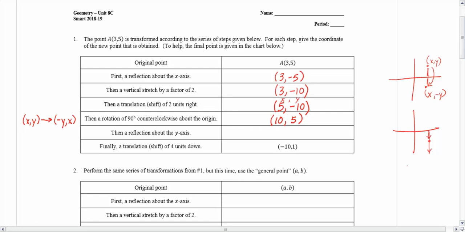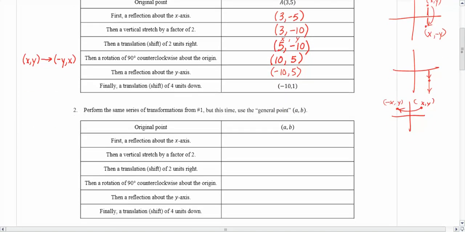When you reflect across the y-axis, the y values stay the same, but the x value changes sign. So this is going to be negative 10. And then when you shift down 4, the y is decreased by 4. So that's how we get the negative 10, 1.